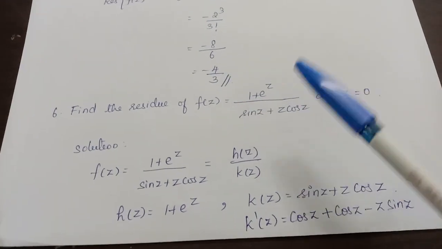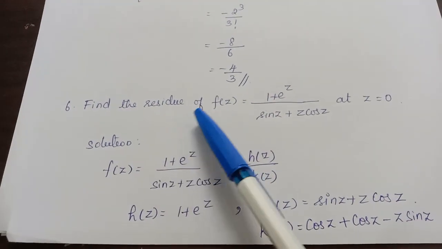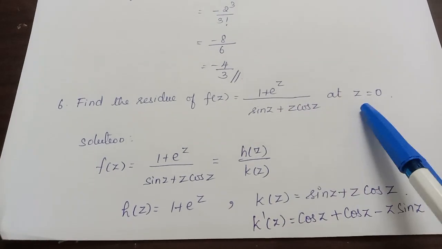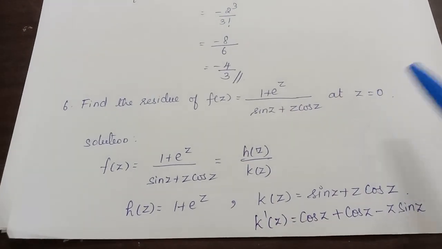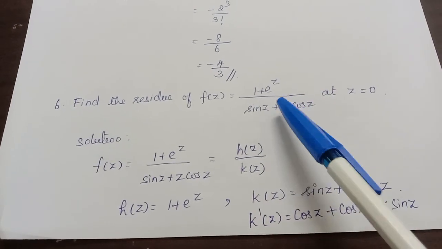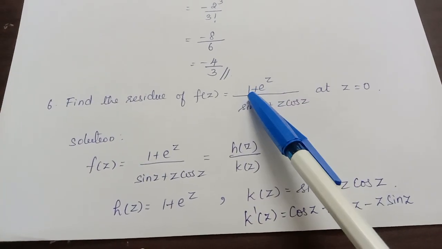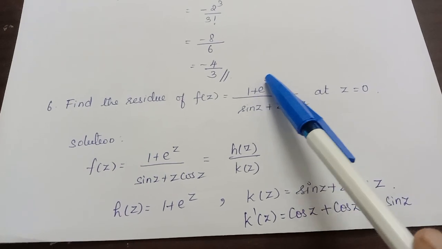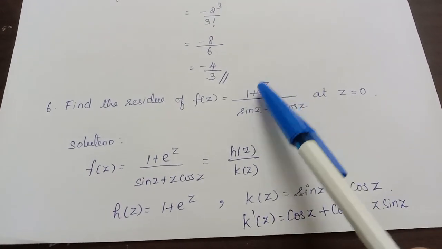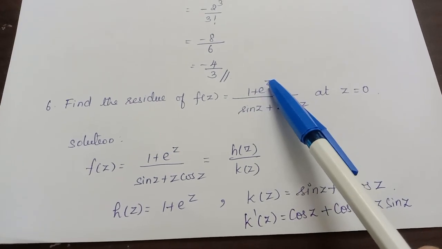Okay. Right. Then one more problem. Find the residue of f of z equal to (1 plus e power z) by (sin z plus z cos z) at z equal to 0. Now here this is also containing exponential and trigonometric function, but there is no subtraction here. It is simply 1 plus e power z. That e power z is also coming in the numerator. So no problem about the numerator. This will not give you any singular point.